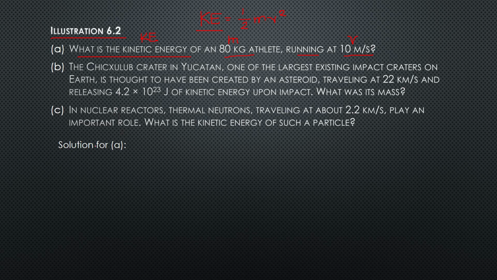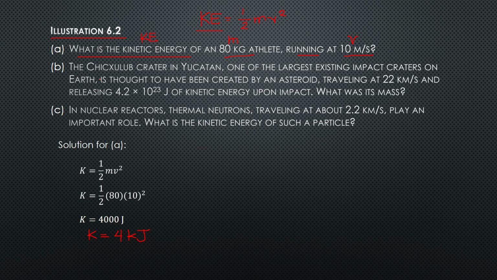So solving for problem A, kinetic energy gives you the formula 1/2 mv squared. Mass is given as 80 kilograms and the velocity is 10 meters per second. Substituting the values gives you 1/2 multiplied by mass 80 kilograms multiplied by the square of the velocity, which gives you 4,000 joules, or this can also be written as kinetic energy equivalent to 4 kilojoules.